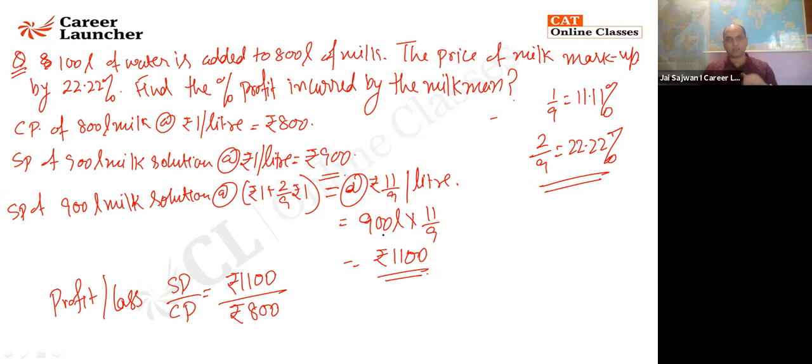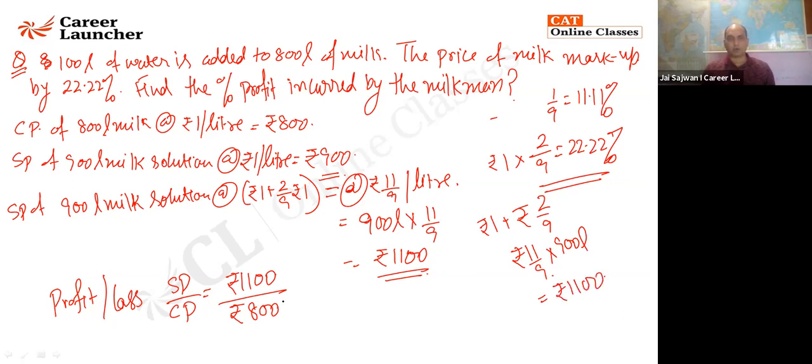But there's a markup. There's a markup of 2 by 9. Why? Because we know 1 by 9th is equal to 11.11%. 2 by 9th of ₹1 will give you 2 by 9th rupee as the increment in price. So can I say the new price will come out to be ₹11 by 9? And I'm saying 900 liters to be sold at this. This is going to give me 1100 rupees.